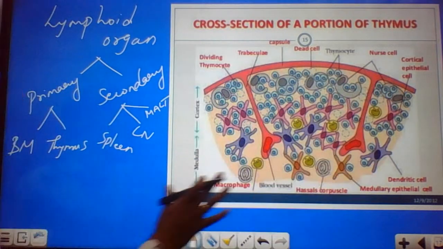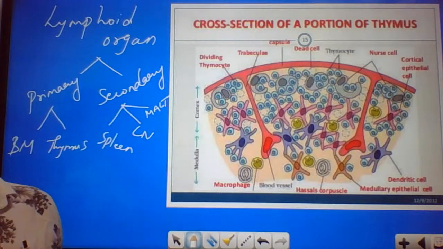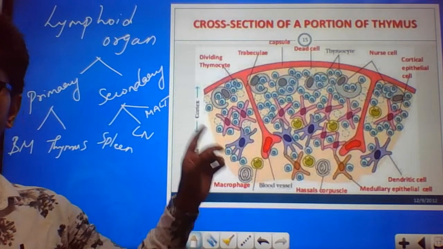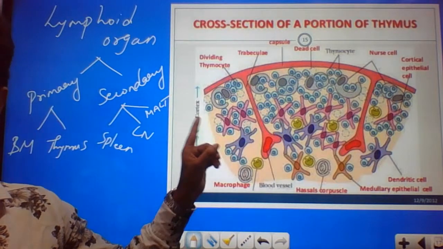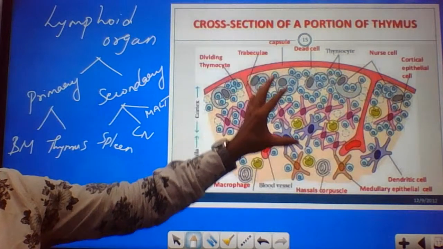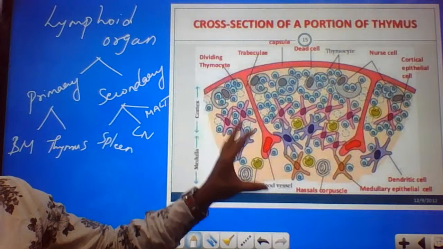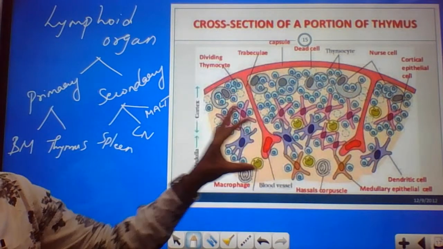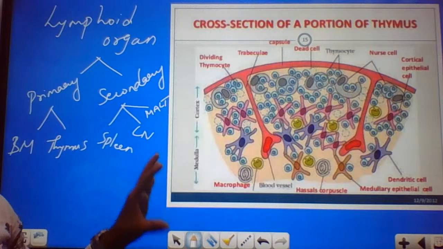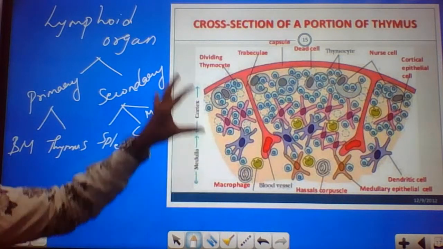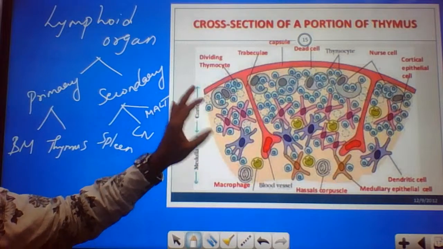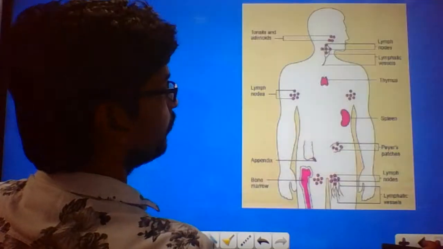As we discussed already about the thymus when we talked about chemical coordination in human physiology, I hope you can recollect. So I'm not going into a detailed discussion about the thymus once again, because we already discussed it in human physiology. So we'll go with the bone marrow.